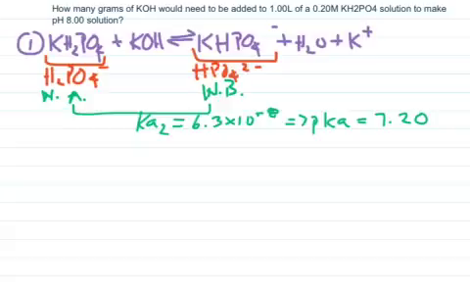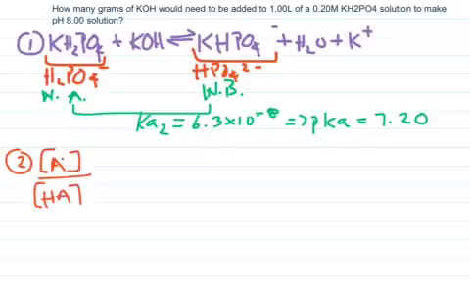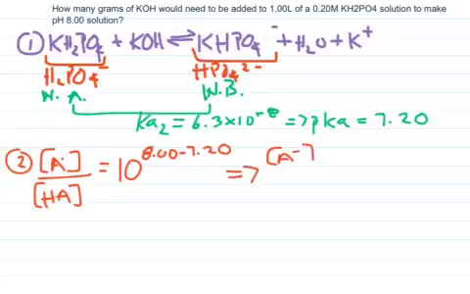So here we go. I'm just going to quickly put it in. So it's my base over my acid, which is going to equal 10 to the pH, which is 8.00, minus 7.20, and I get my buffer component ratio to be equal to 6.3. Alright, now that I have that, I need to find how many moles of KH2PO4 I actually have.